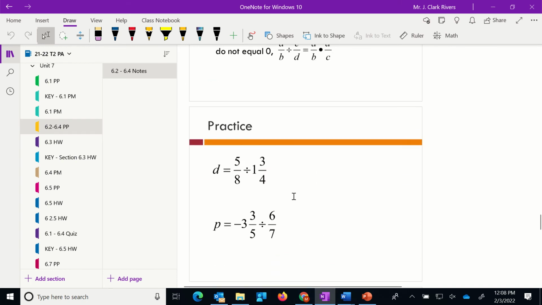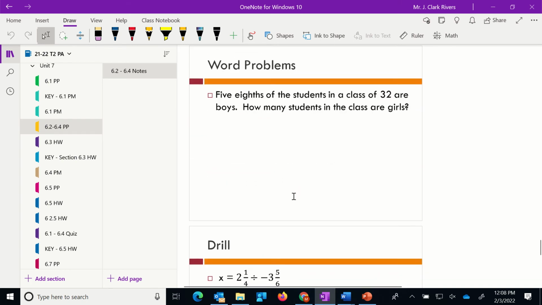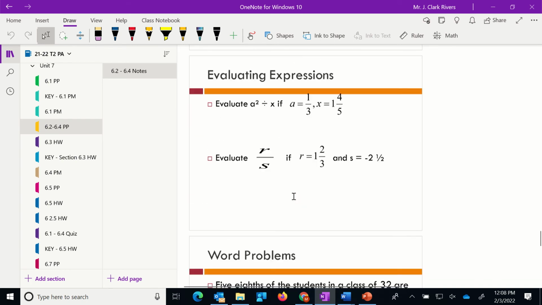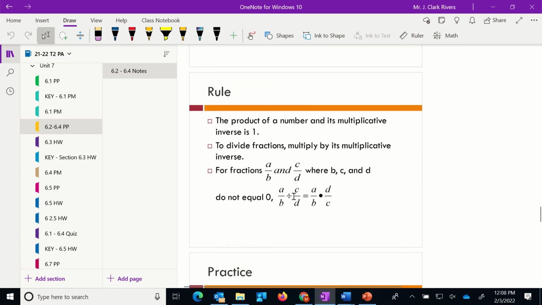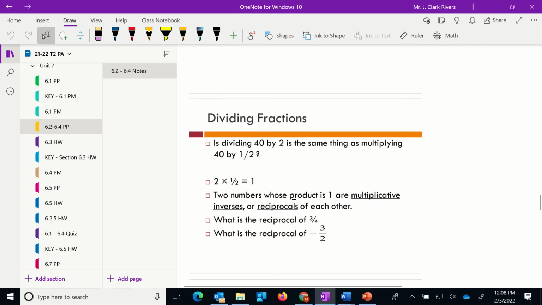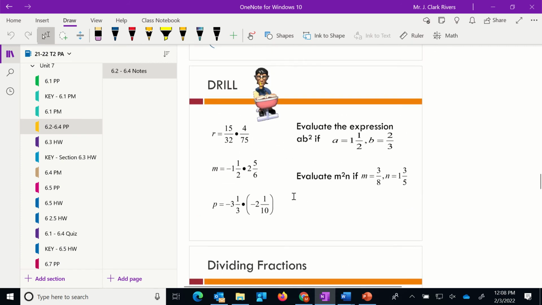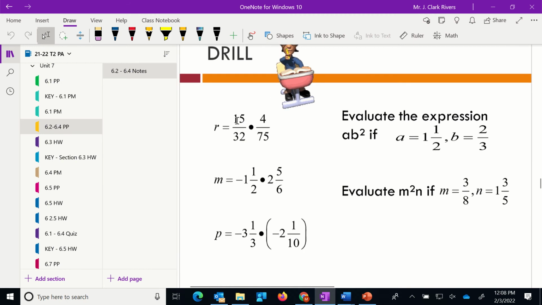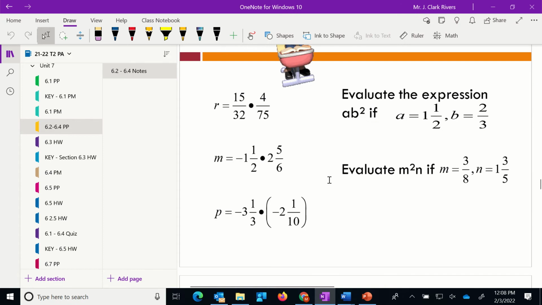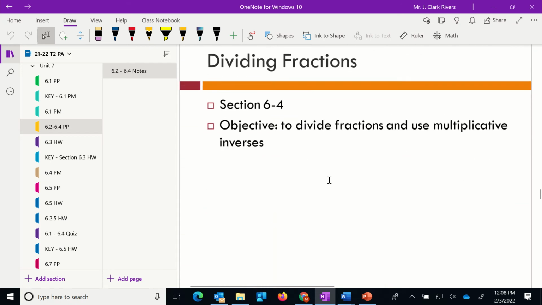6.3 was multiplication with fractions, and if you remember, multiplication with fractions. Just multiply straight across. Don't have to find a common denominator, nothing like that. And then yesterday we talked about 6.4, which is division with fractions.